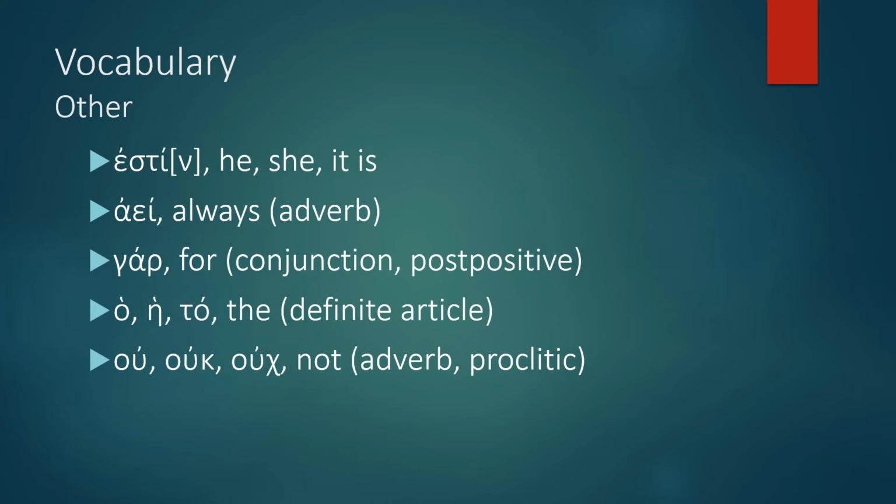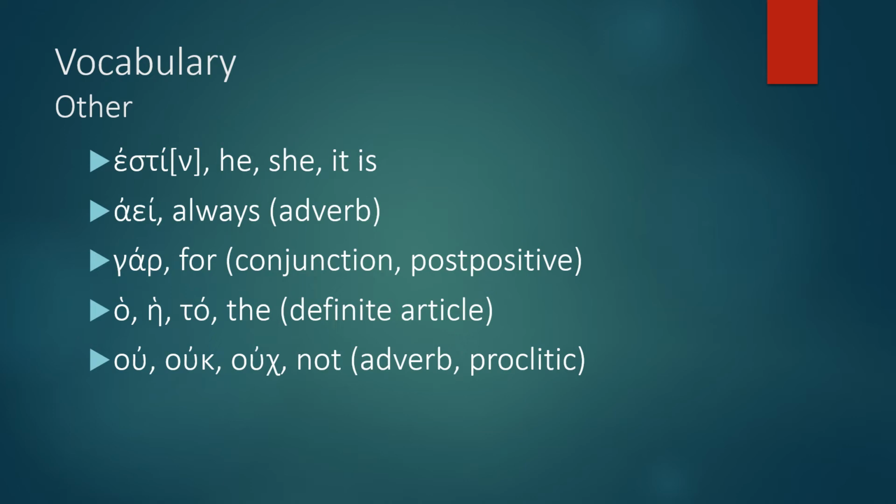We have an adverb, aei, which means always. We have gar, which is a conjunction meaning for or so. And this is a postpositive conjunction, meaning it's never in first position in a clause. It goes after some kind of word, and you'll see how that works shortly. This is familiar to you already, ho, he, to, which is the definite article.